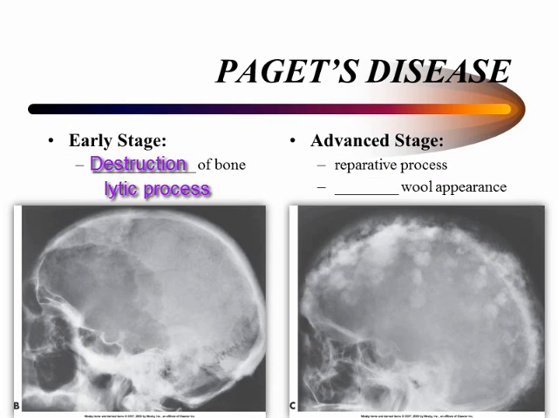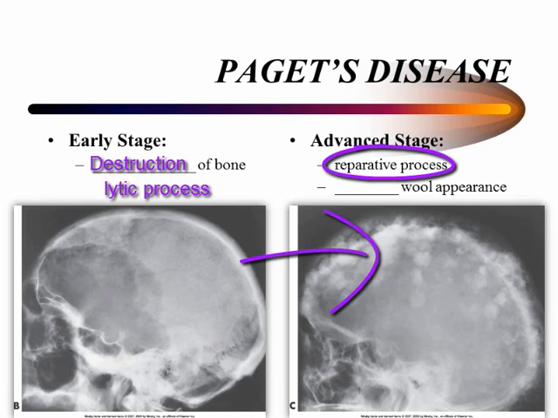In the skull, it begins as an area of sharply demarcated radiolucency that represents the destructive phase of the disease. During the reparative process, the development of irregular islands of sclerosis and cortical thickening results in a mottled cotton wool appearance.